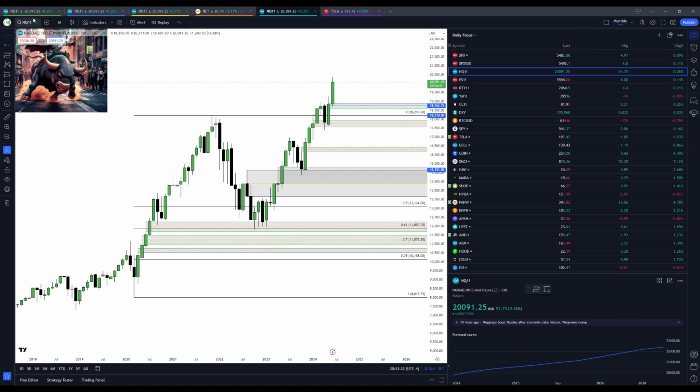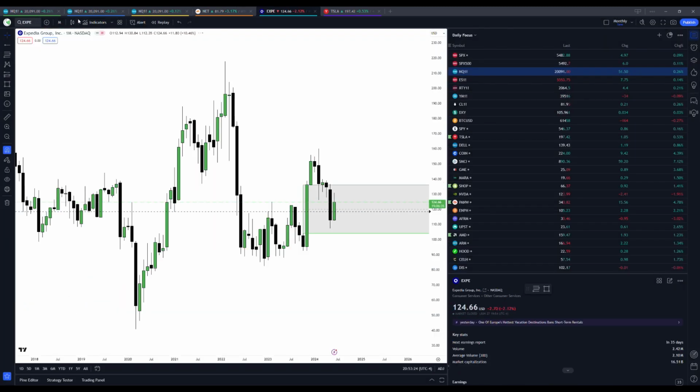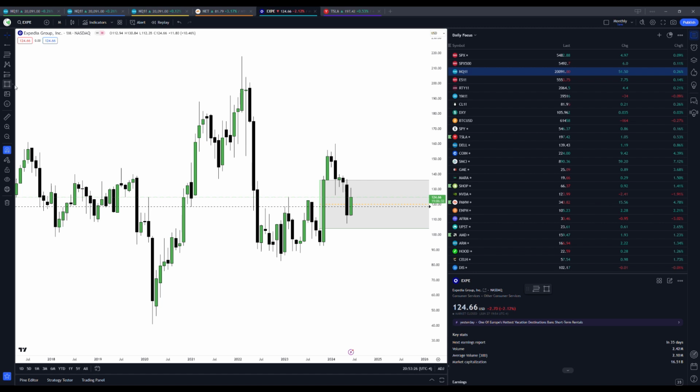And you said Expedia monthly? All right, here it is. Beautiful. Look at that. High, low, higher, high, break down below, retracement back up. This is perfect, right off the midpoint of it. Rejection. Okay.